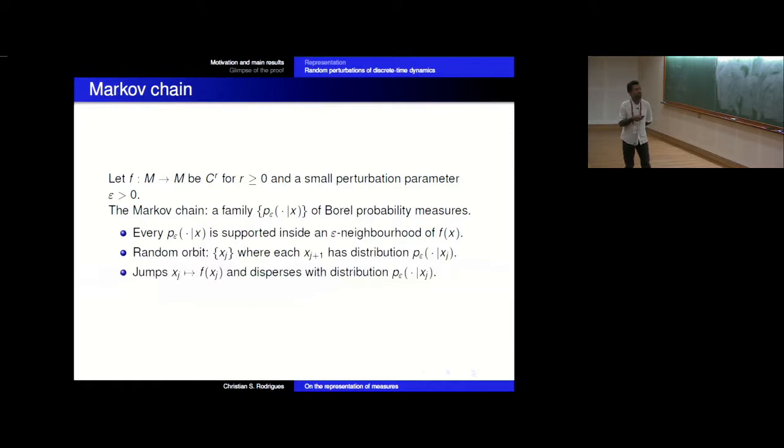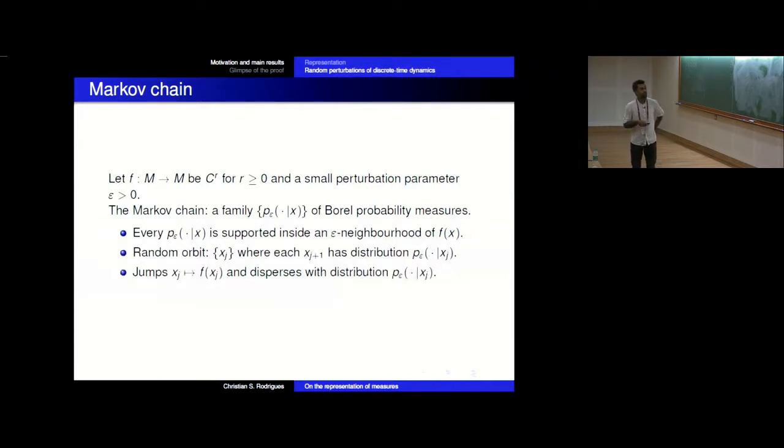So the idea is that you have a dynamics that is generated by the iteration of a map f from M to M, and it has some regularity. And then what we will do is to consider some family of probability or conditional probability distributions such that each of these p epsilon has support near f of x. And this epsilon is just considered as an amplitude of your perturbation.